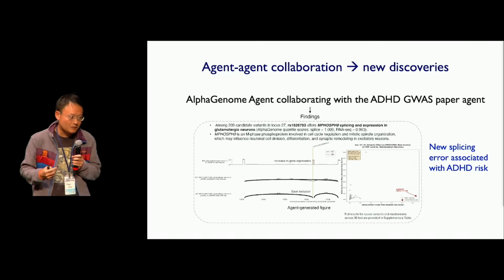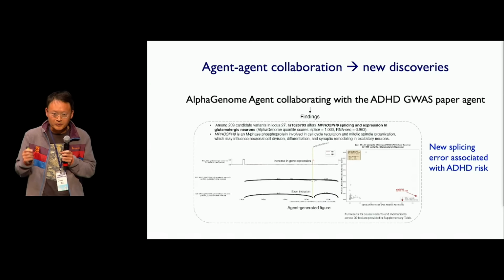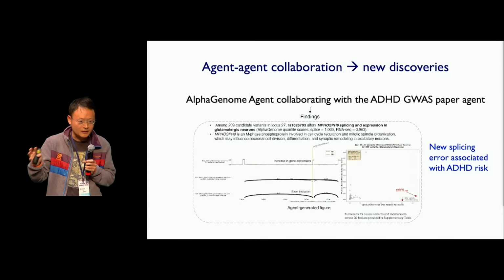So this is a real example of this, where Google DeepMind published a paper called AlphaGenome a few months ago. So the paper was agentified into an agent that knows how to use that tool. And then a separate research group published a genetic data set for mutations linked to GWAS for risk for ADHD that was also turned into a paper agent that knows how to use that data set.